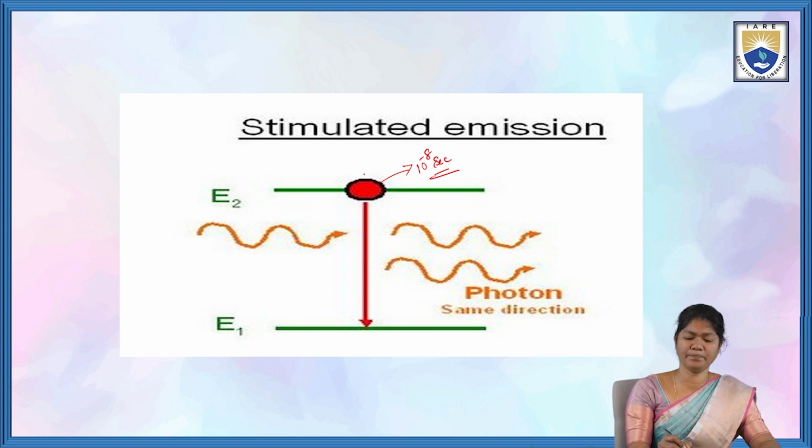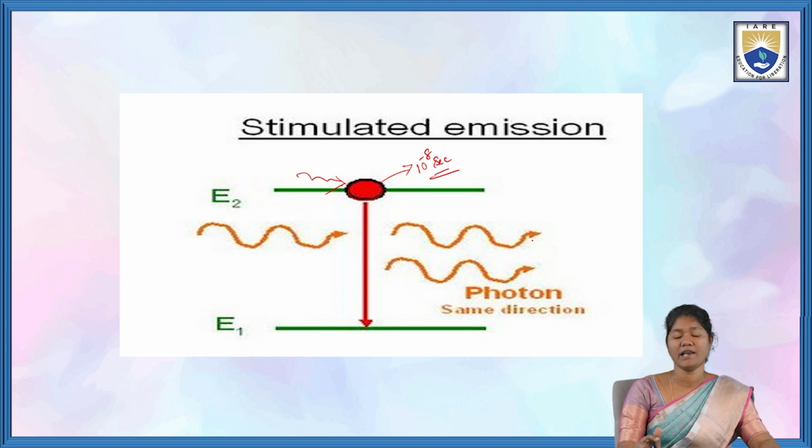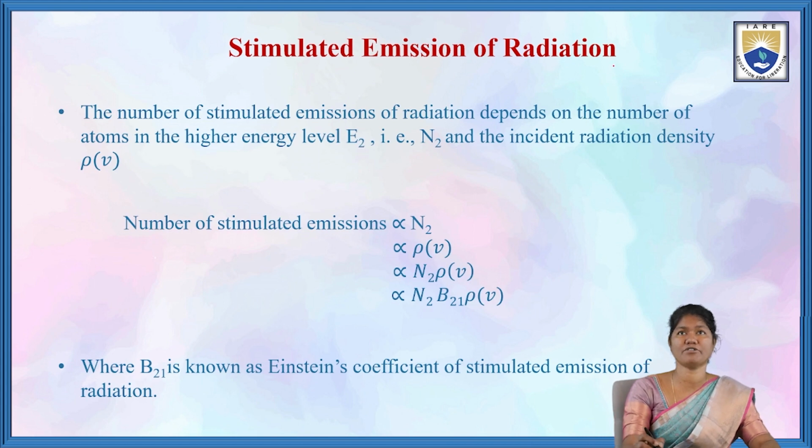In the meanwhile, the photon is interacting with this atom. So before the lifetime of the atom, it gets stimulated by the incident photon and transits to the lower energy state by emitting photons which have the same direction. So the incident photon and the emitted photon are both present in this way. So this is stimulated emission of radiation.